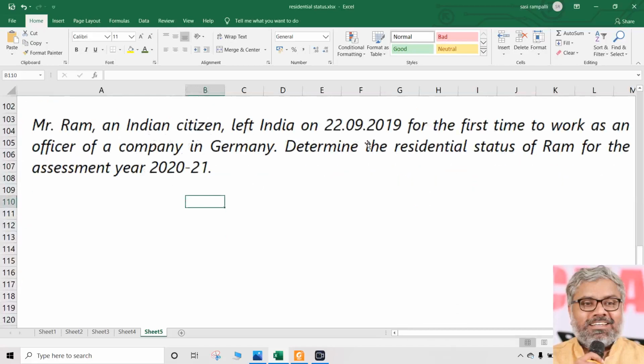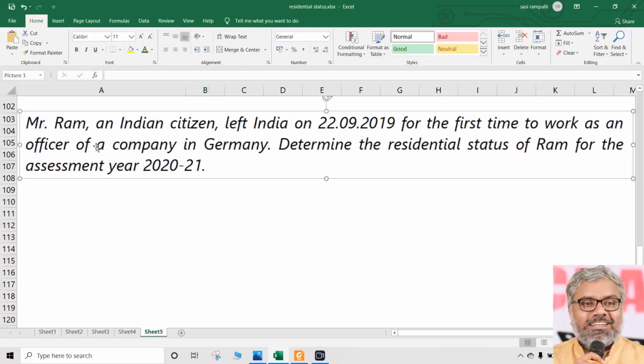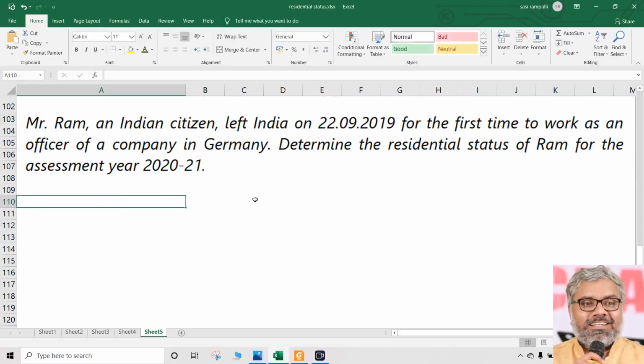Indian citizen leaving India for employment outside India. That is a very clear case. So is he falling in the exceptional category or the normal category? Definitely the exceptional category. When he is in the exceptional category, only condition number 1 is applicable. Means he should be in India for a period of 182 days for sure. Let us check whether he is in India for 182 days or not.